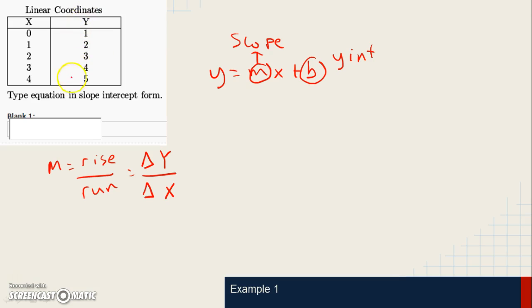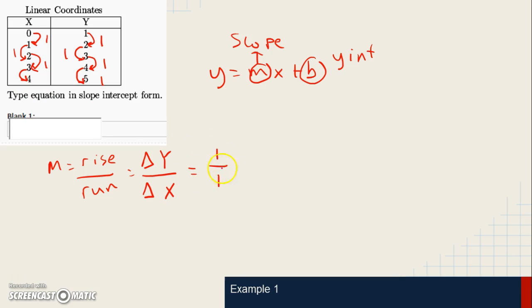So if I look at only the y values here and I try to identify how much they're changing, 1 to 2 there's a net change of 1. From 2 to 3 there's a net change of 1. From 3 to 4 there's a net change of 1. And from 4 to 5 there's a net change of 1. So it looks like the y values are changing 1. Well, if I do the same thing for the x, from 0 to 1 there's a net change of 1. From 1 to 2 there's a net change of 1. And from 2 to 3 there's a net change of 1. And from 3 to 4 there's a net change of 1.